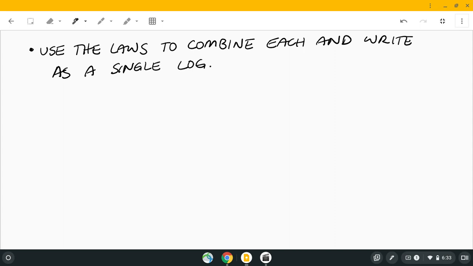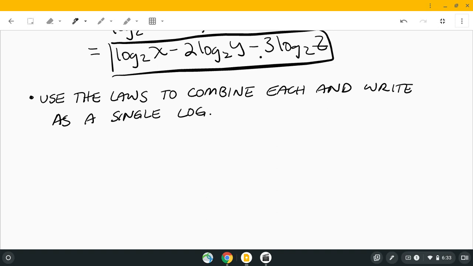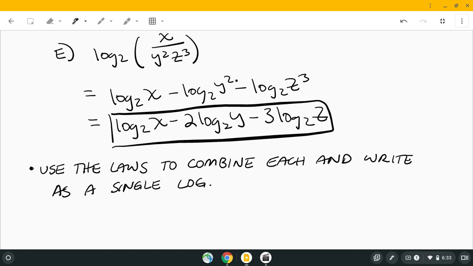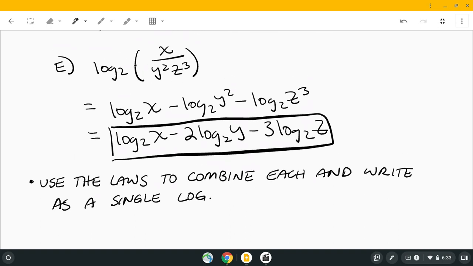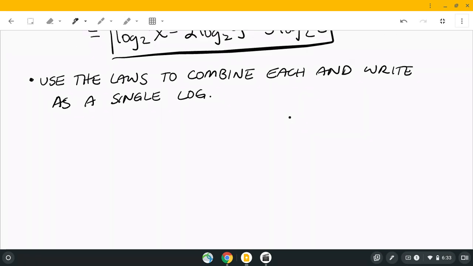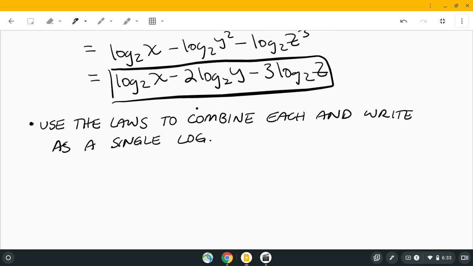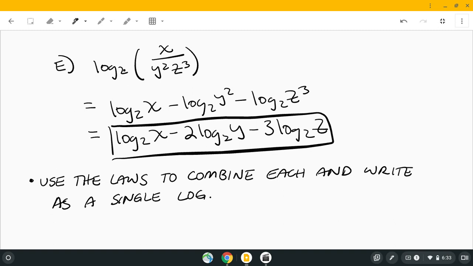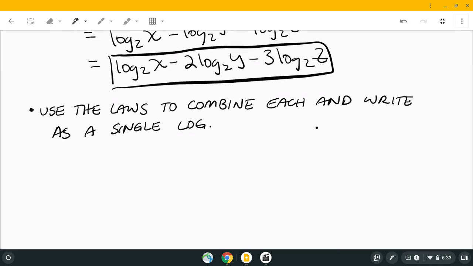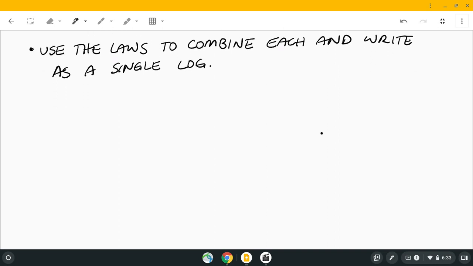Okay, so again, depending on the problem that you're working on, it might be more beneficial to have it expanded like this, or it might be more beneficial to have it condensed like this. So we're going to be condensing. We're going to try to write it as a single log. That's this. Single log, one log, not three. Okay. All right. Let's take a look at this one.